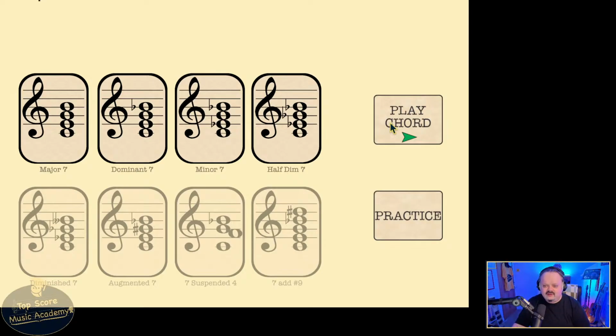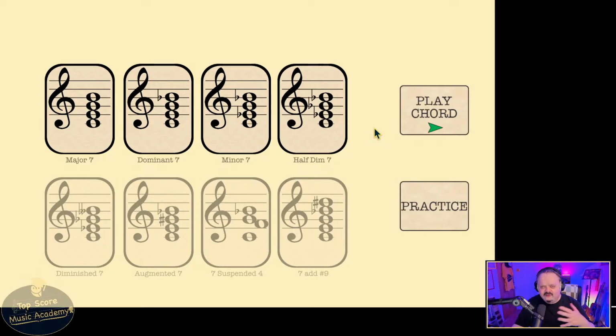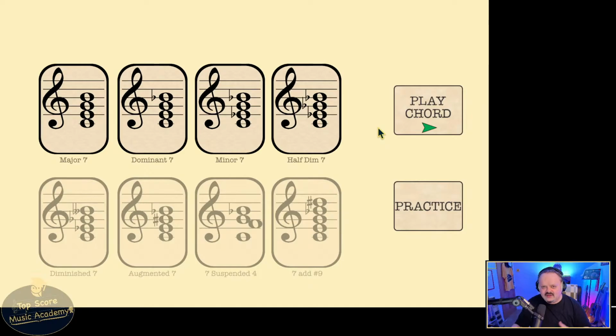So again, look at how we get different sound names, different chord names, and different qualities and functions to chords based on how we treat the notes inside each one. Major 7th, C, E, G, B. Dominant 7th, C, E, G, B flat. Minor 7th, C, E flat, G, B flat. And the half diminished 7th, C, E flat, G flat. That's what gives it its half diminished quality.